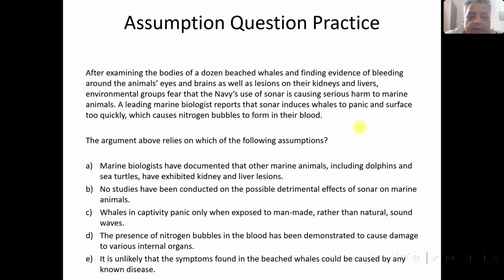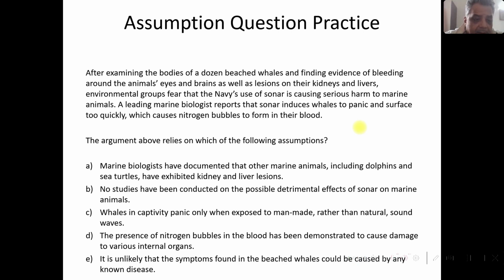Now D says the presence of nitrogen bubbles in the blood has been demonstrated to cause damage to various internal organs. Now this can be the correct answer because the premise is talking about nitrogen bubbles forming in the blood, and this option is connecting the premise to the conclusion. So D is the correct answer.